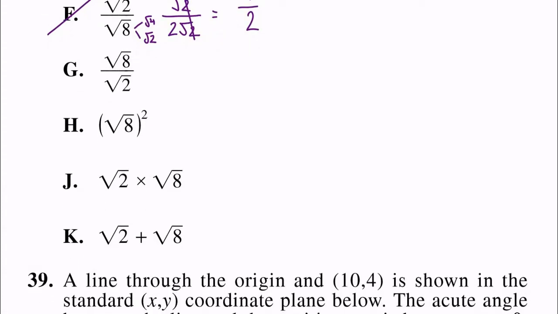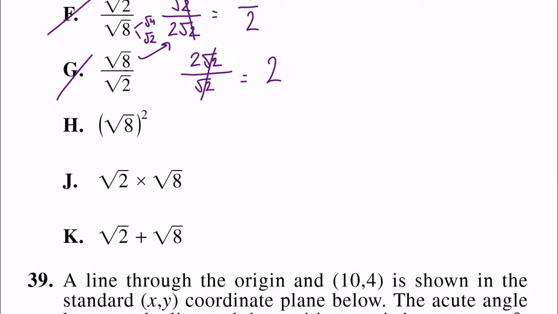Trying the second one, we can simplify the square root of 8 just like we did up above to 2 times the square root of 2. And the bottom remains the square root of 2. Again, we can cancel those out and we get 2, which is a rational number, so not G.